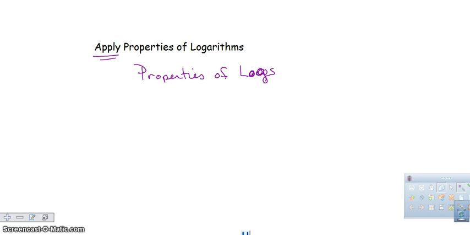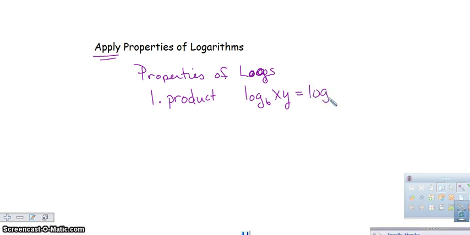Okay, so the three properties of logarithms are number one, called the product property. What it says is you can have log base b of xy. So you're multiplying. That is the same as log base b of x plus log base b of y. These can go either way. If you want to make something smaller, you go from this side to x times y. If you want to spread it out to make it easier, it becomes an x plus y.